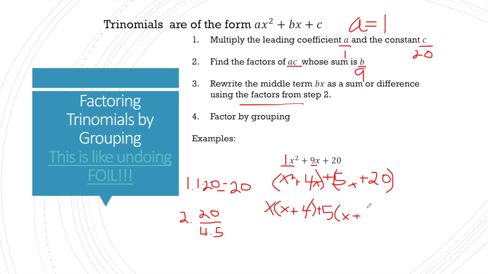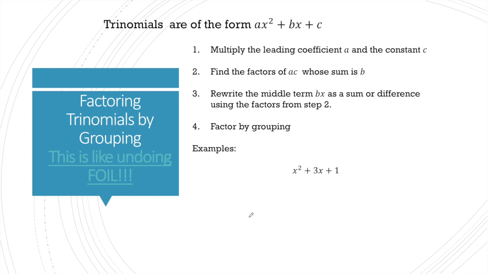I know I've done this correctly because both of these terms are identical. So I collect my common factors. So I have x plus 5 times x plus 4. Now you can see that my 2 binomials that I found by unfoiling our trinomial are x plus 4 times x plus 5. This is a shortcut that only works when a equals 1.